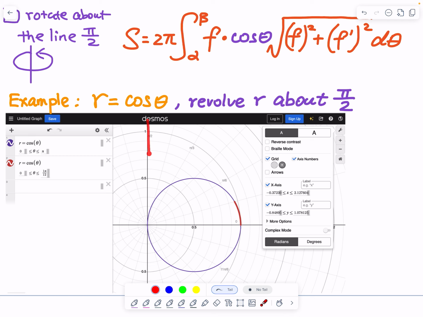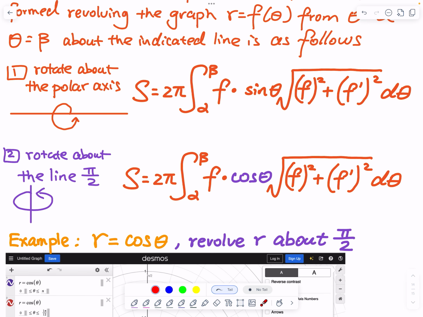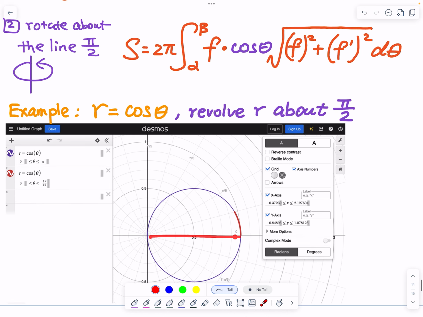What is pi over 2? Pi over 2 is right here. We are talking about a polar plane. Pi over 2 is like the y-axis of the xy plane. And if they say rotate about the polar axis, where is the polar axis? The polar axis is right here, so that will be this rotation. The polar axis is similar to the x-axis, and pi over 2 is the y-axis.